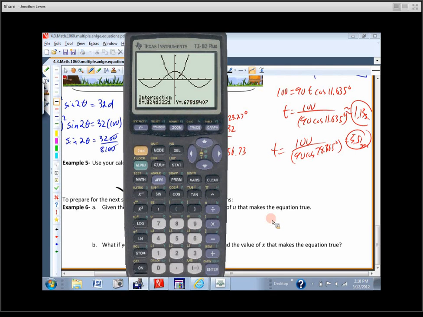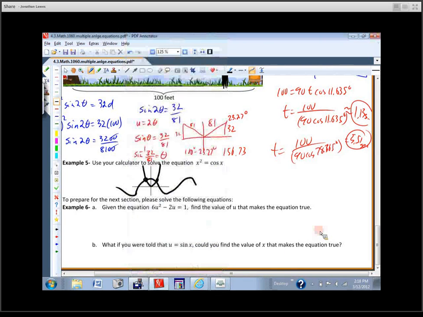What's that? Yep, you hit second calculate. We want to find an intersection, so I'm going to hit 5. It says first curve, second curve, and all I have to do is, when I guess, I just get closer over to there. So if I just get on that side right there, it's going to find the one over there. Good. It's the same thing, it's just the negative like we talked about. Any questions? Okay.